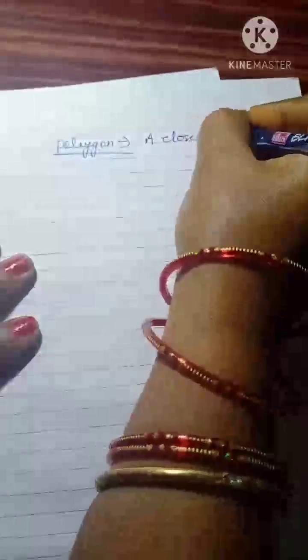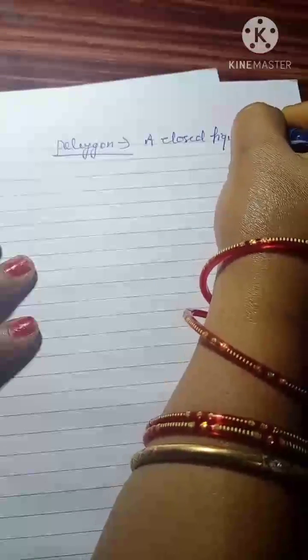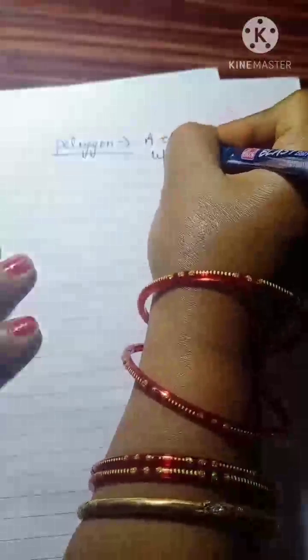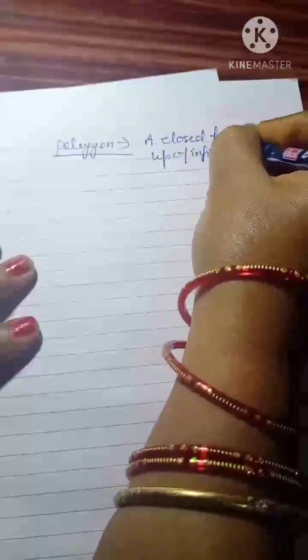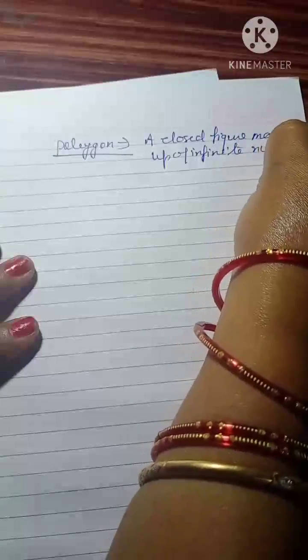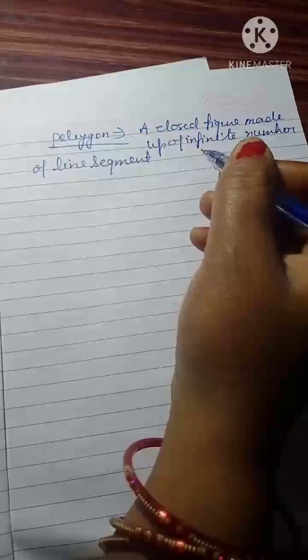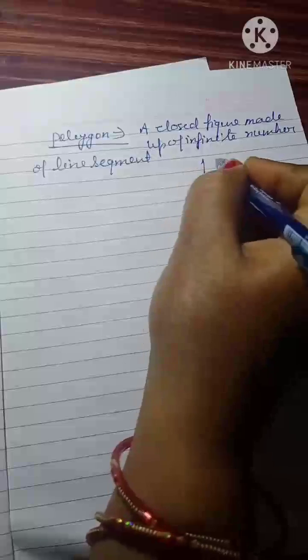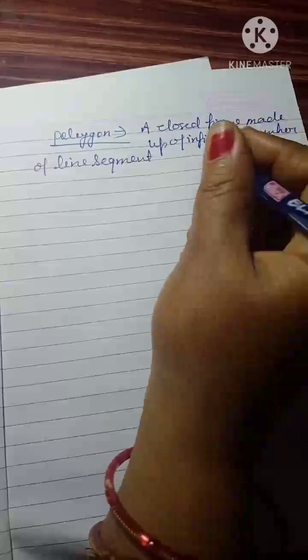A closed figure, any kind of closed figure made up of line segments. Okay, from this a small question can come. Suppose from two lines, no closed figure can be made. You can see that it can be in this way. So in this way no closed figure can be made.